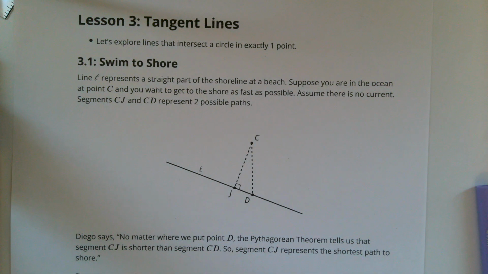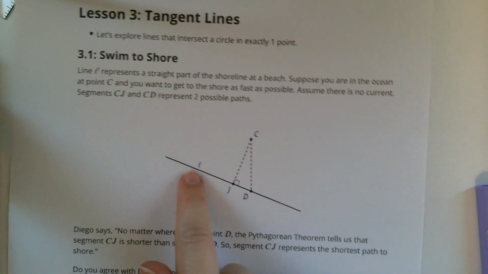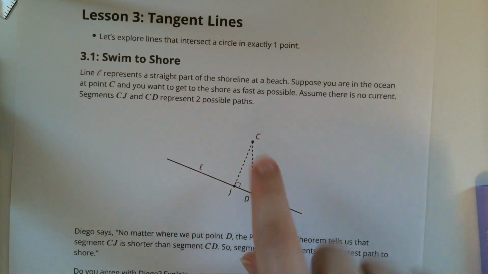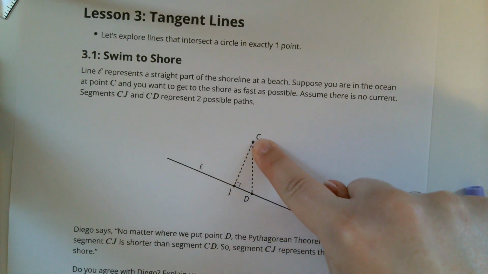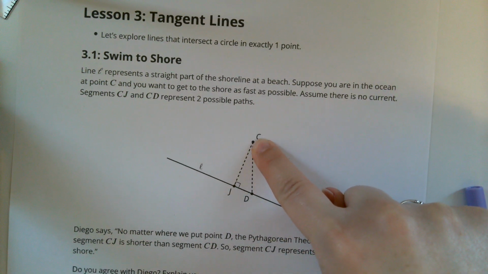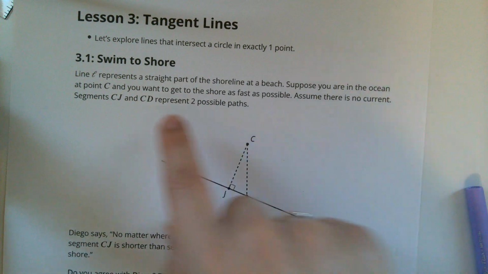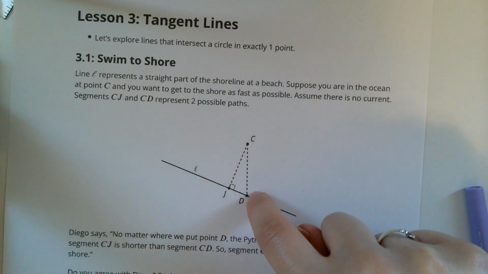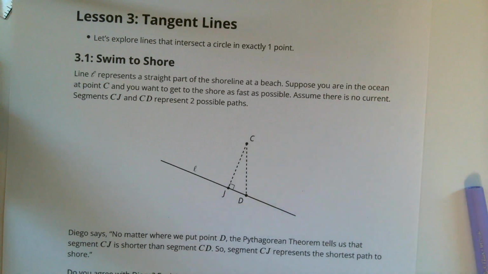The warm-up says line L represents a straight part of the shoreline at a beach. Suppose you are in the ocean at point C and you want to get to the shore as fast as possible. Assume there's no current. Segments CJ and CD represent two possible paths.